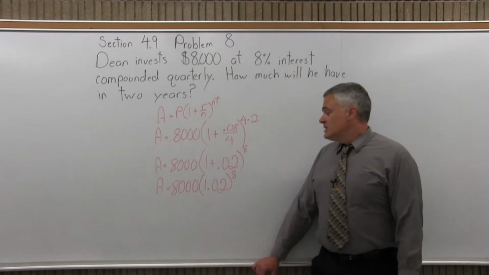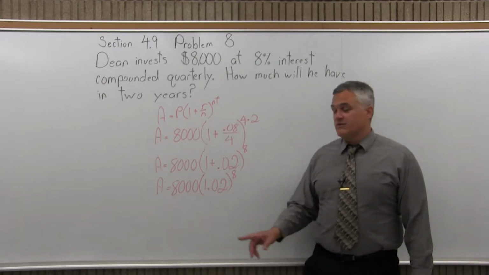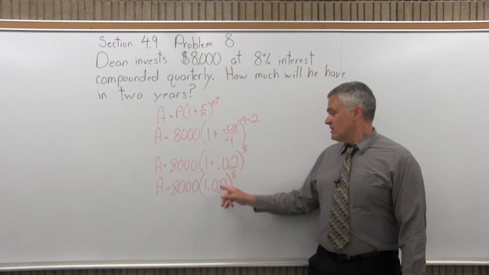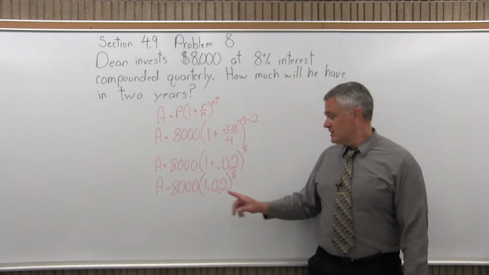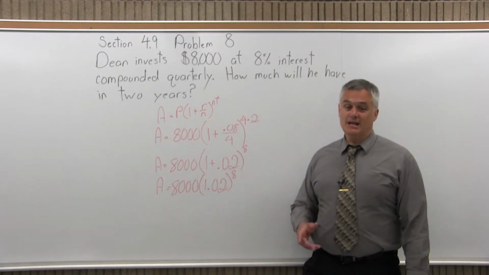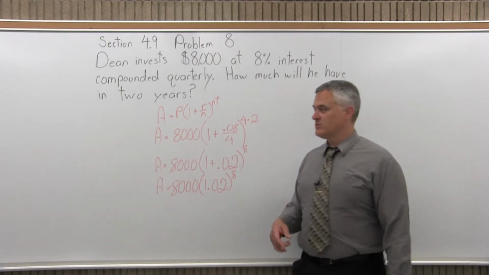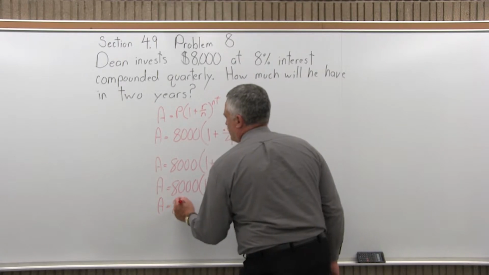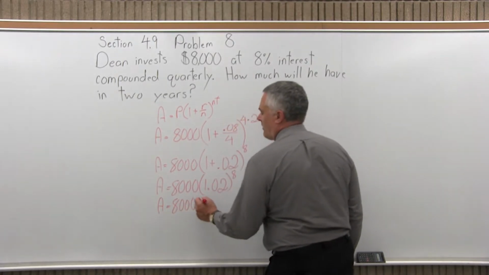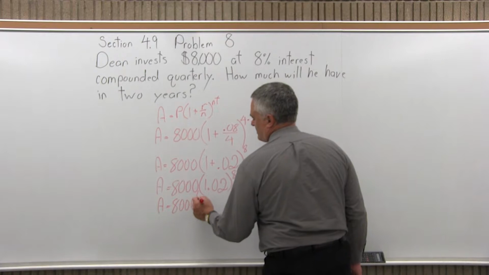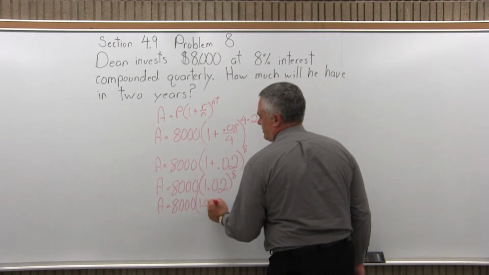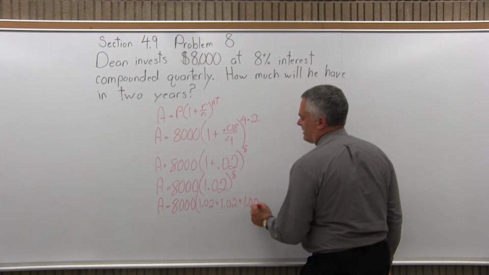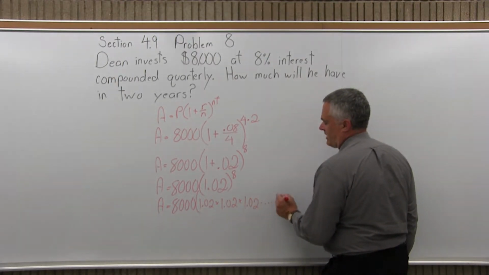So now at this point, there are 2 operations left to do. There's a multiply, 8,000 times the parentheses, and there's an exponent, the parentheses to the 8th power. So it's not 1.02 times 8. It's 1.02 times 1.02 times 1.02, 8 times. And exponents have to be done before multiplications. There are 8 of them, I won't fit them all in, I'll just put dot, dot, dot.